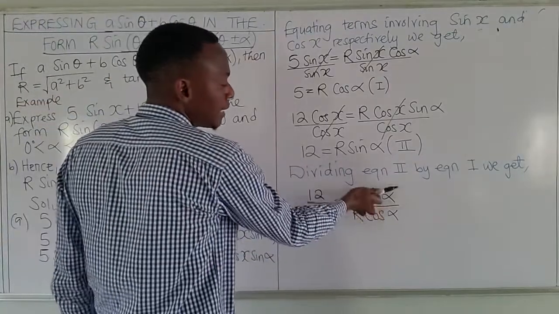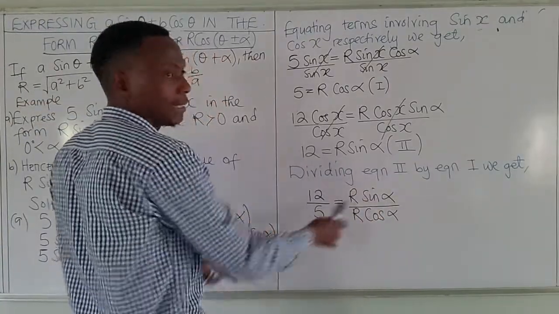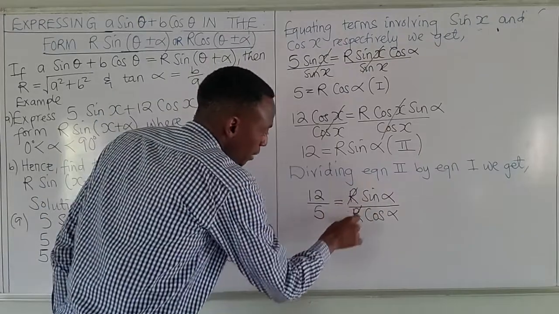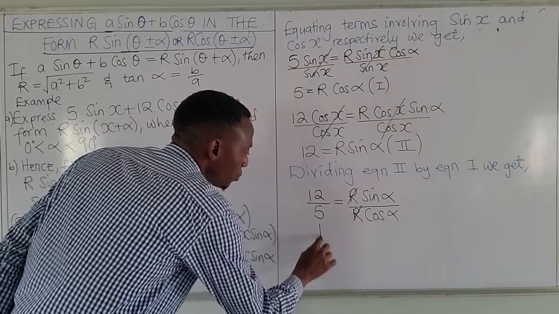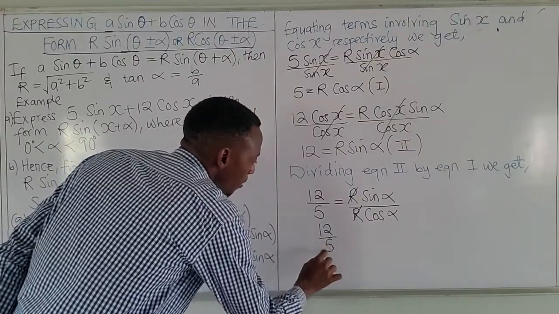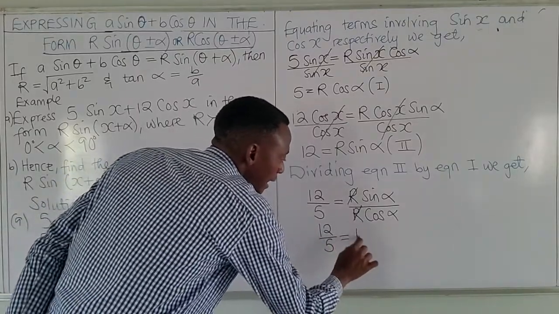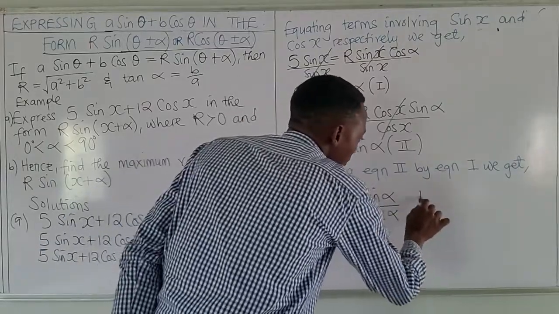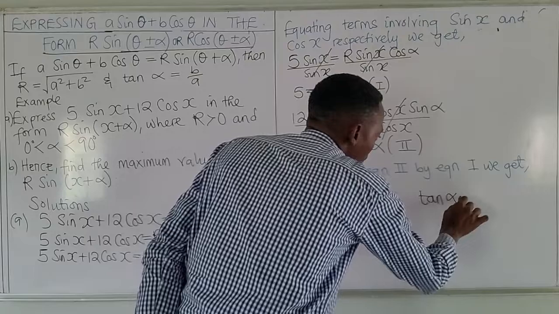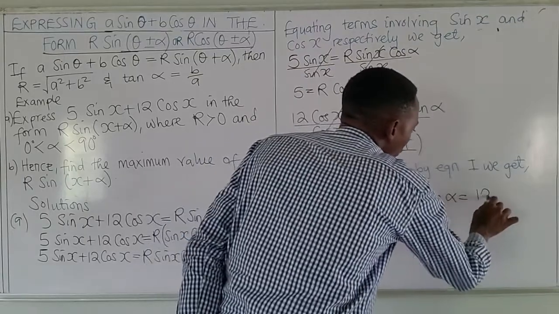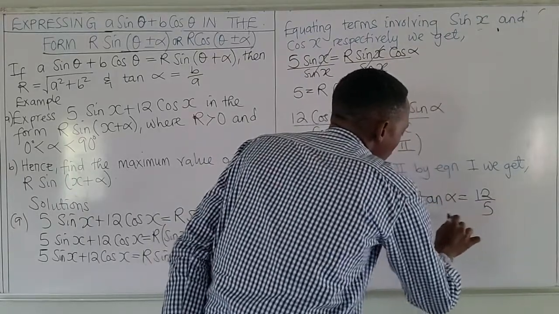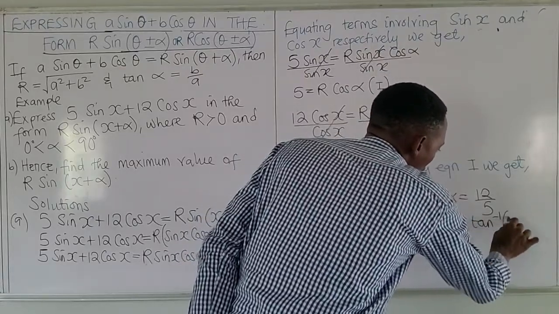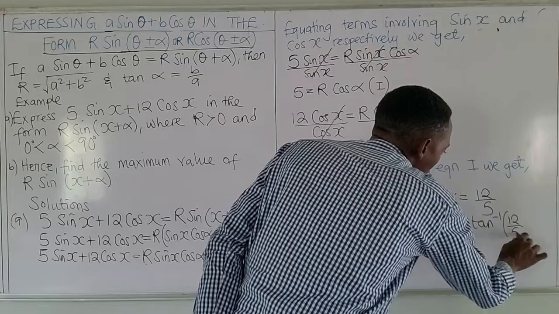So when you look at this, it is an identity for the tangent function. Meaning, these r's we are going to divide. What are we going to remain with? We are going to remain with 12 over 5 is equal to tan alpha, which is the same as having tan alpha equal to 12 divided by 5. So alpha is equal to tan inverse of 12 over 5.